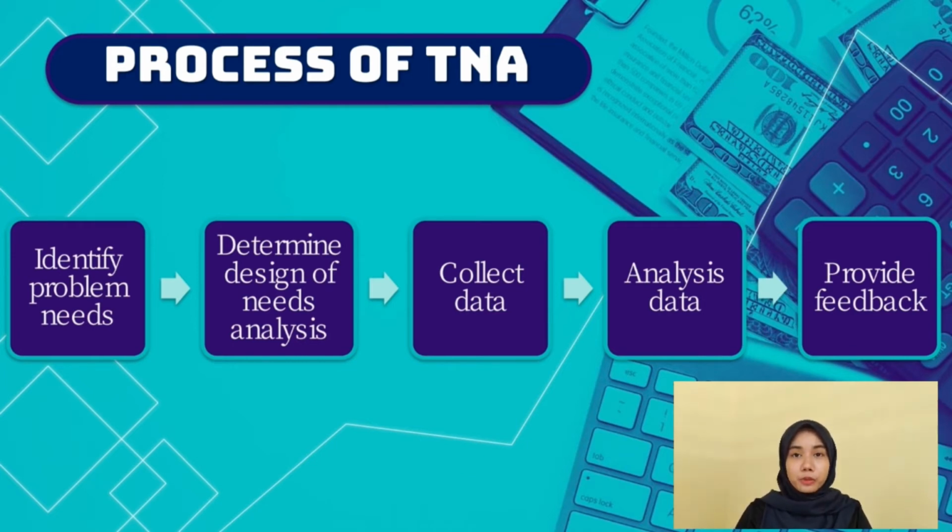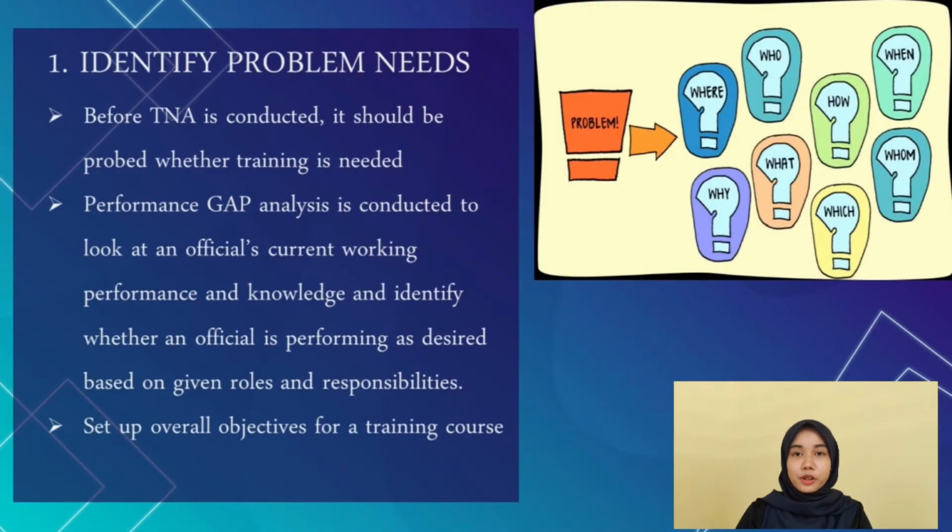TNA consists of 5 processes, starting from identify problem need, determine design of analysis, collect data, analysis data, and lastly provide feedback. Before TNA is conducted, it should be probed whether training is needed or not. Performance gap analysis is conducted to look at current working performance and knowledge. From the performance gap, we can also identify whether workers are performing as desired based on given roles and responsibilities or not. The basic idea of a gap is what the organization expects to happen and what actually happened.